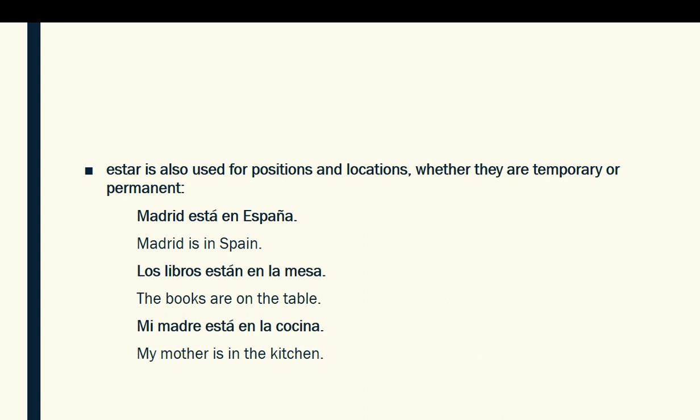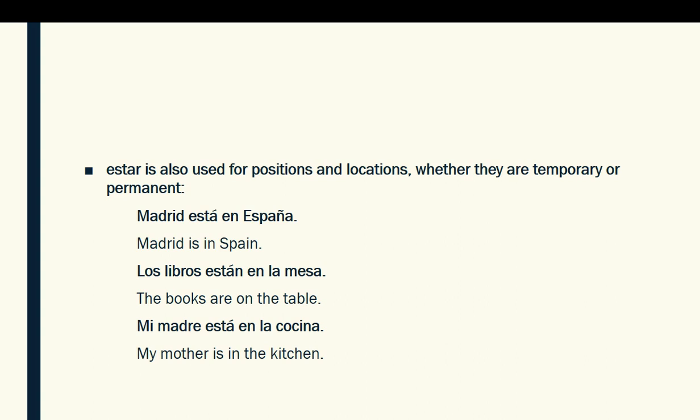Estar is also used for positions and locations, whether they are temporary or permanent. So remember that for positions and locations, whether temporary or permanent, we use the verb estar, like this one. Madrid está en España. Madrid is in Spain. Although this one is a permanent state because Madrid is always in Spain, as a rule the verb estar is used for locations, whether temporary or not.